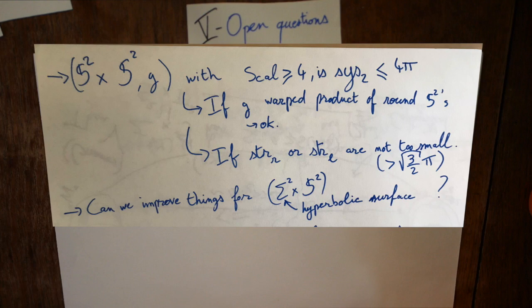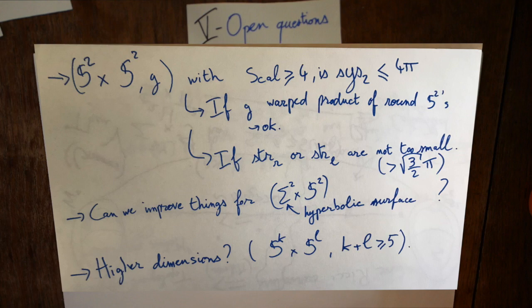And then what is vastly open is higher dimensions, and maybe false, but we like counterexamples too. Like Sk times Sl, so let's say k plus l greater than 5, and even S3 times S1. I'm not sure we can control the 3-systole in that case. At least for me, it's an open question.